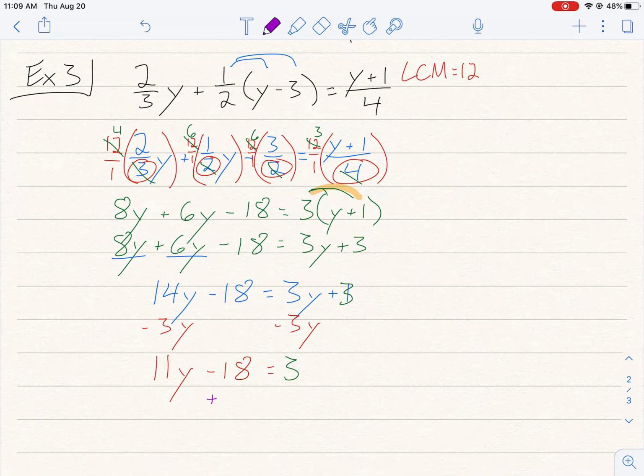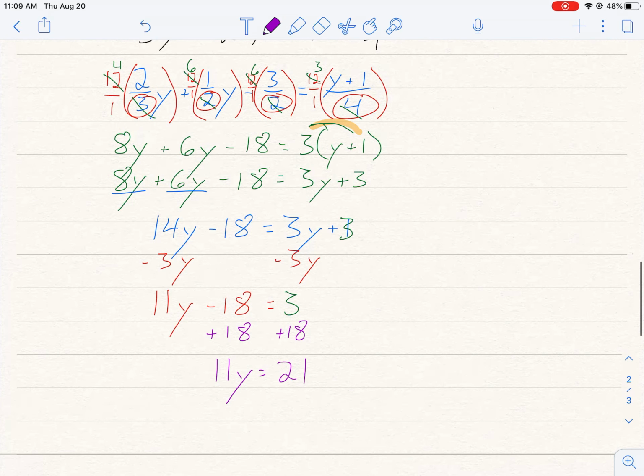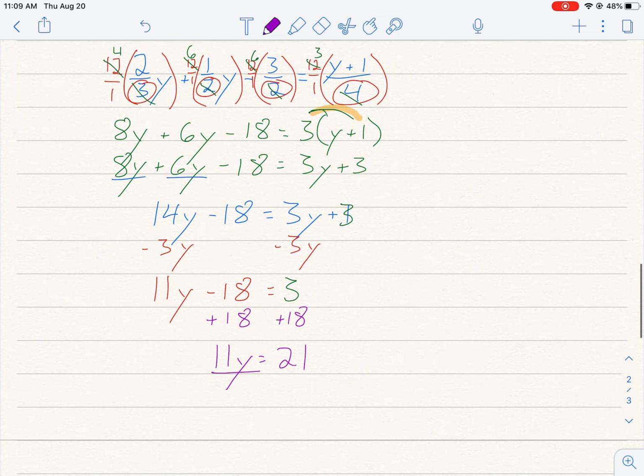So keep this going. Let's add 18 to both sides. So you get 11y is equal to 21, divided by 11, and we get y is equal to, I'm just going to leave it like that, 21 over 11. Don't convert it to a decimal. Leave it as a reduced fraction of 21 over 11.